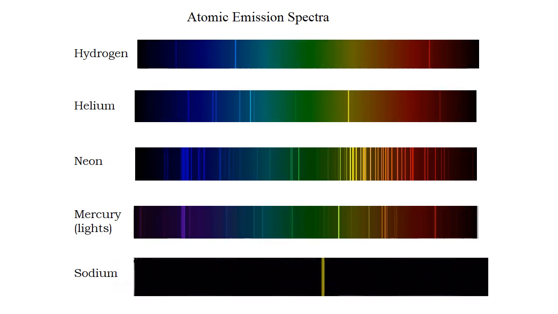These are emission spectra of different elements. Hydrogen we've already looked at, the top, followed by helium and neon. Mercury, the lights in the room that you're in right now probably have mercury in them, and they probably resemble this fourth series.